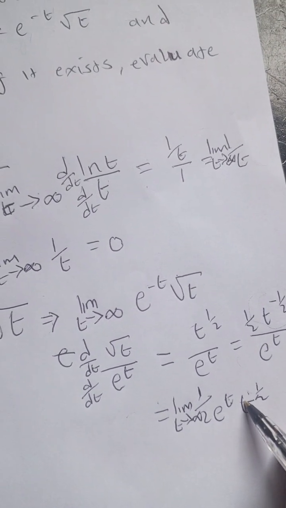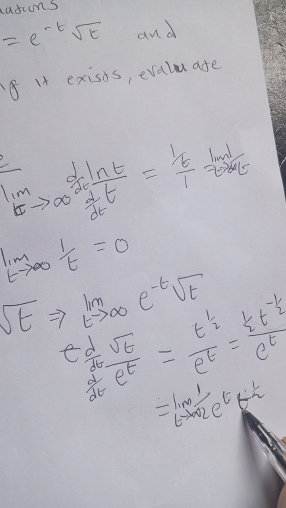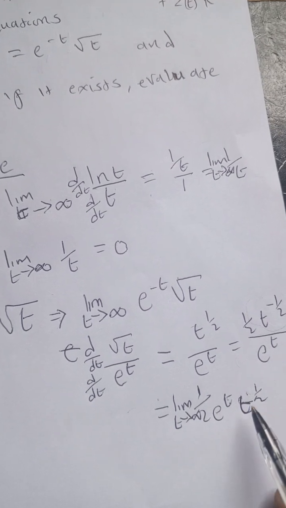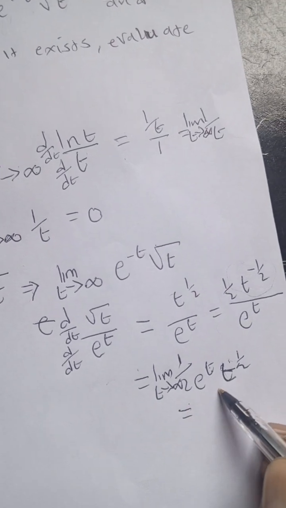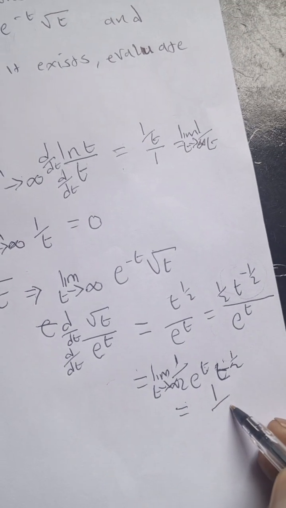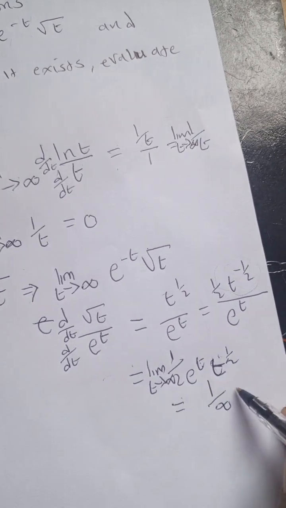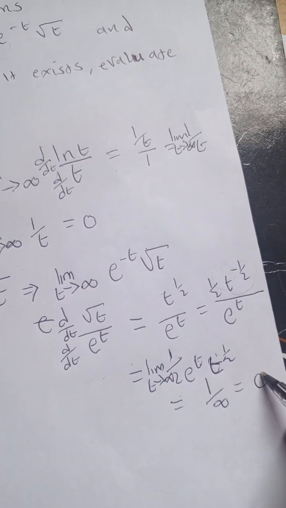And here t to the power half, and this t is infinity. Root of infinity is still infinity. So what we are just going to get here is 1 over infinity. And for limits, 1 over infinity is what? Is 0.